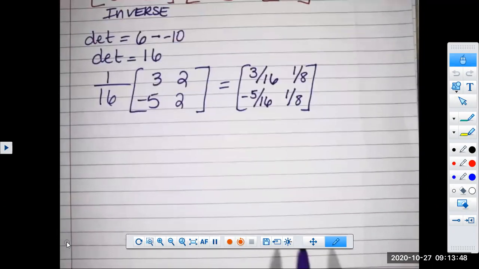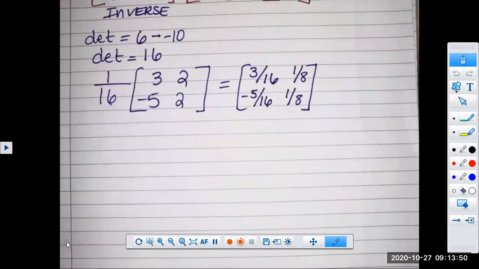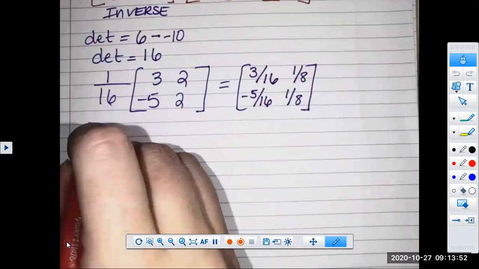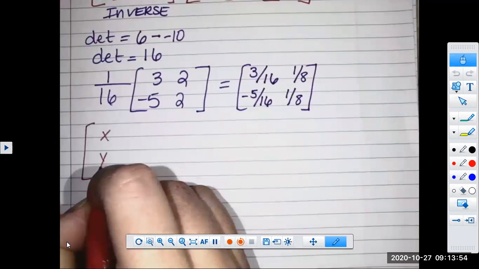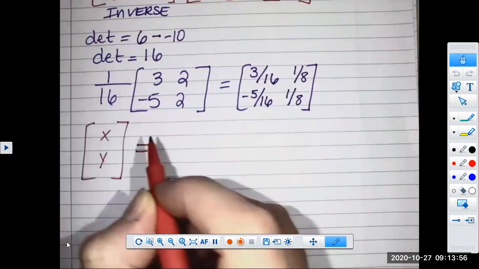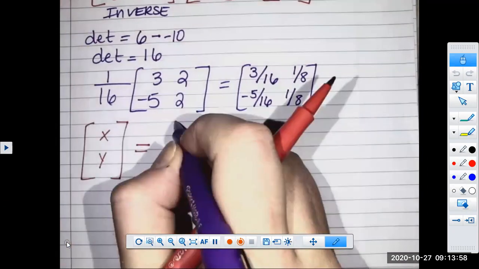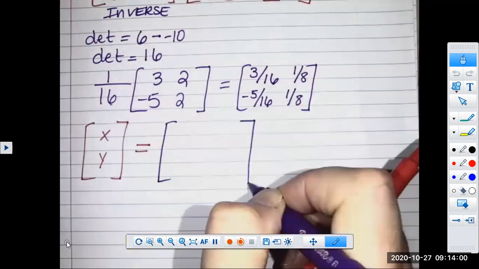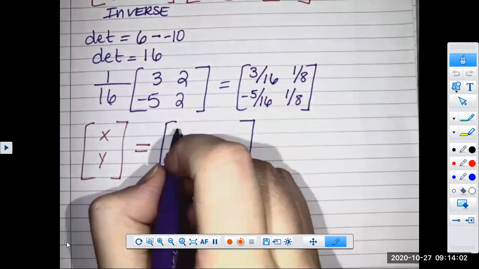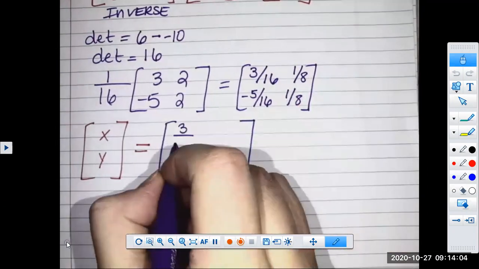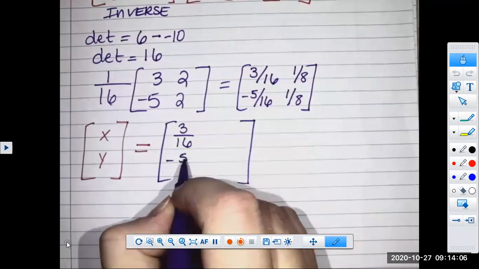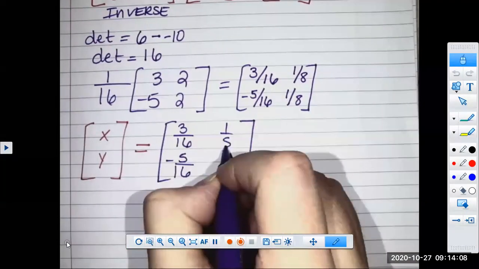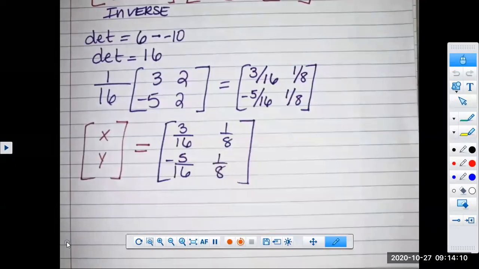All right, now that we know our inverse, the last step to find xy, you multiply that inverse matrix times your coefficient matrix.